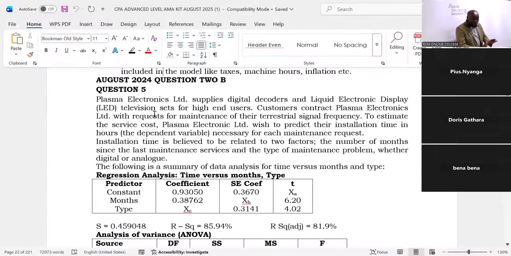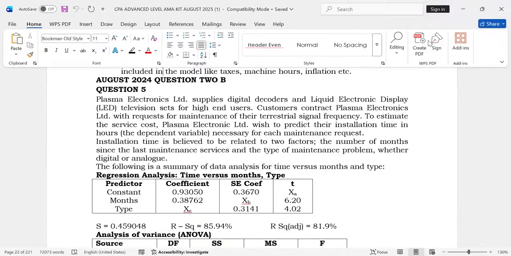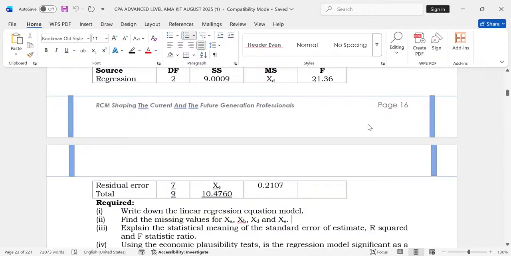So do you have the question paper? We shall always start, ladies and gentlemen, reading our advanced management accounting questions from the requirement. For you to be able to understand the question very well, always start by reading the requirement. So the requirement, they want me to write down the linear regression equation model. That's number 1. Number 2, we find the missing values of XA, XB, XD, XE. Whenever I see the concept of missing values, I know this examiner is that examiner who is wishing me success.